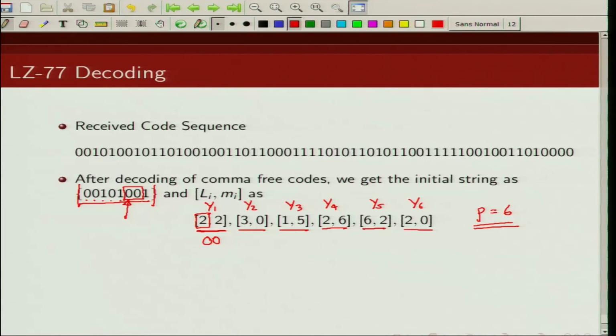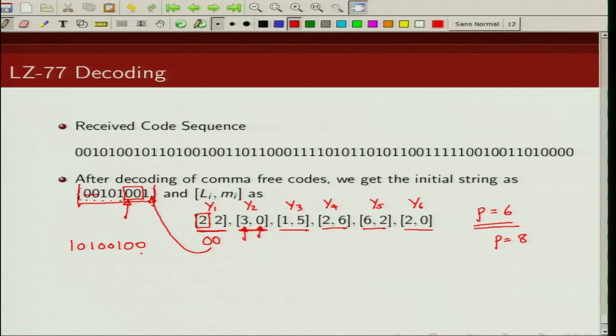Okay. Now what is the next step? The next step is I need to add the string to my initial dictionary, and I will get rid of the oldest 2 entries. So my new dictionary will be now 1 0 1 0 0 1 0 0. Right? Now I look at this. I need to find y2. So there's a match of length 3 and m is 0. So m is 0 means p equal to 8.